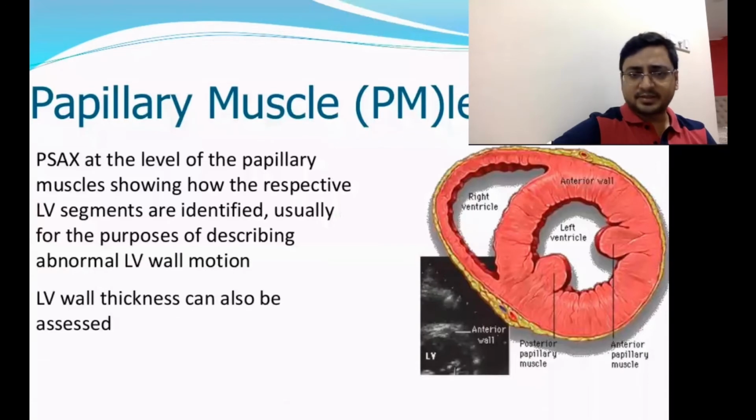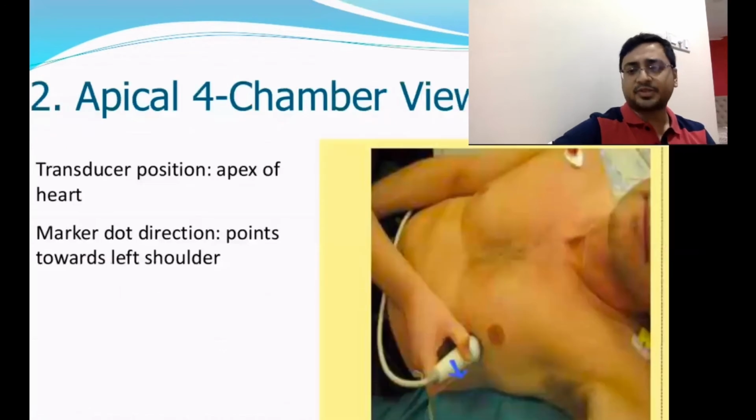Coming to the papillary muscle level, this is very important. This view shows how the respective LV segments are identified. There are 17 segments nowadays altogether, as designated by the American Society of Echocardiography, and adopted worldwide by all the echocardiography federations, including the European Society and of course our Indian Society. These 17 segments of the LV are very important to assess particularly wall motion abnormalities and other aspects of ischemia. That is a very important aspect of echocardiography examination whenever you are looking at patients who are suffering from ischemic heart disease.